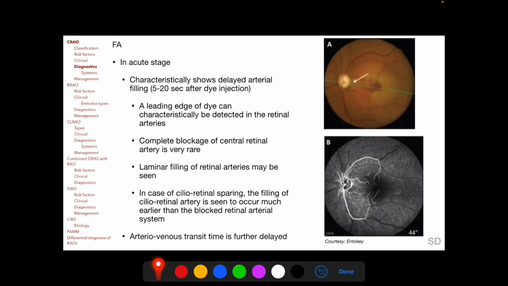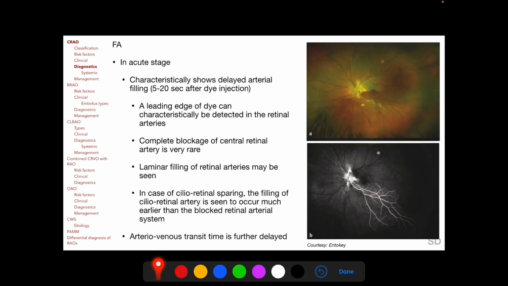Here we see a photograph of another eye with CRAO with cilioretinal artery sparing, and in the fluorescein angiogram of the eye we see filling of the cilioretinal artery followed by filling of the retinal veins before the branches of the central retinal artery start to fill. And because of delayed arterial filling and the sluggish flow of blood, arteriovenous transit time, or the time required by the dye to reach the retinal veins, is further delayed.